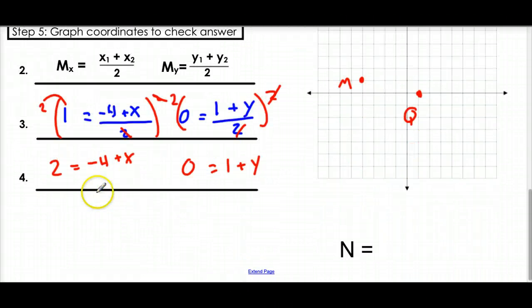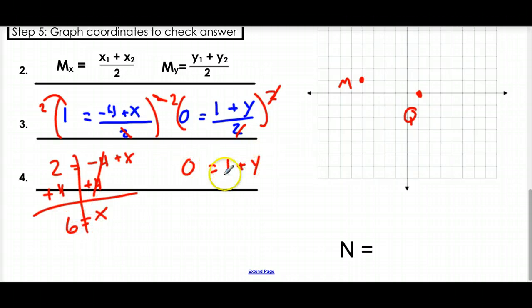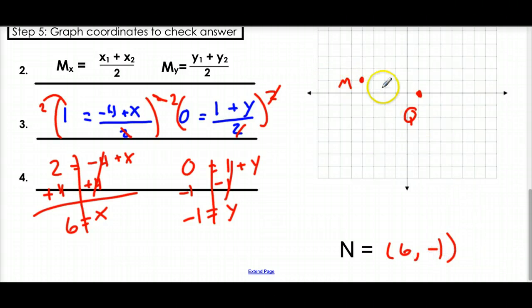All right, we're going to solve for y now. So, we're going to add 4 to both sides to solve for x. And when we do that, we get x equals 6. And over here, we're going to subtract 1 from both sides. All right? And we get y equals negative 1. So our other endpoint is going to be x 6, y negative 1. And let's see if that looks right.